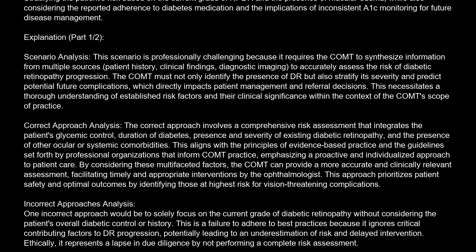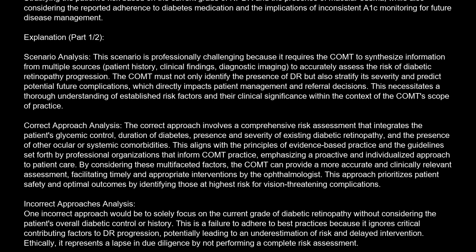This necessitates a thorough understanding of established risk factors and their clinical significance within the context of the COMT scope of practice. Correct approach analysis. The correct approach involves a comprehensive risk assessment that integrates the patient's glycemic control, duration of diabetes, presence and severity of existing diabetic retinopathy, and the presence of other ocular or systemic comorbidities.